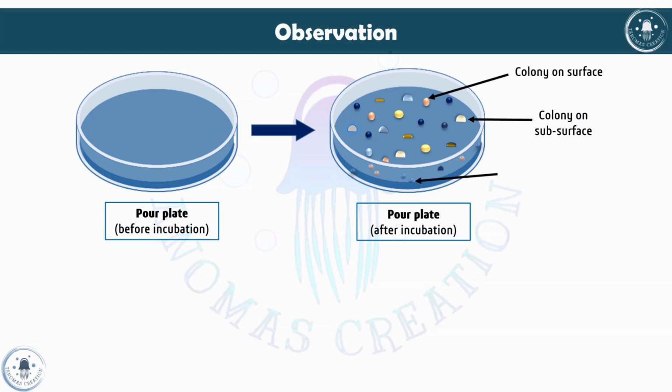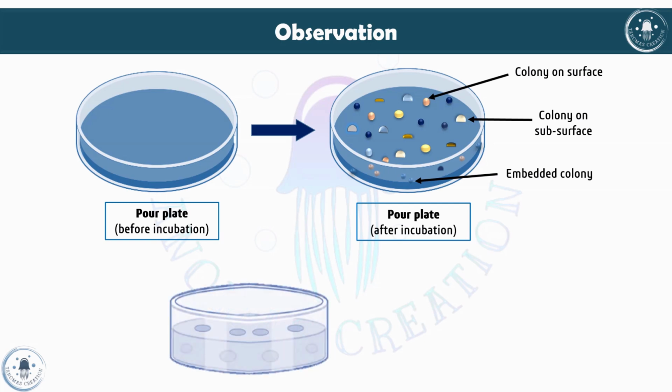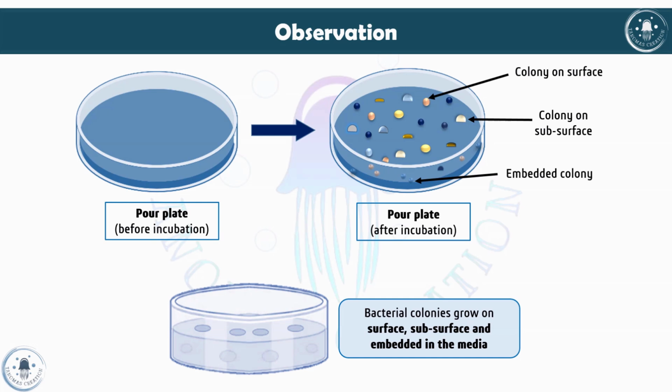Now here another colony we can see which is completely embedded in the media. These are the types of anaerobic bacteria. They don't need oxygen to grow. They are completely embedded in the media itself. Okay, so these are the different types of microbial colonies we can see if we use the pour plate technique. Now here you can see that the bacterial colonies grow on the surface, subsurface and embedded in the media. Okay, so these are the observations which we can expect after the pour plate technique.